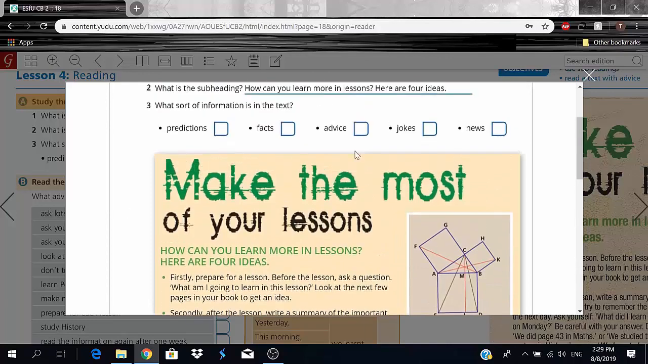Right, you guys. Pretty good stuff here. So now let's go back to number 3 of exercise A. What sort of information is in the text? It's actually pretty obvious it was advice. So we were not predicting anything. No facts. No jokes whatsoever. No new news. So advice it is. Advice about ways to learn more and get the most out of your lessons. So now that we read this, I think you guys can understand what the heading means now. Make the most of your lessons.